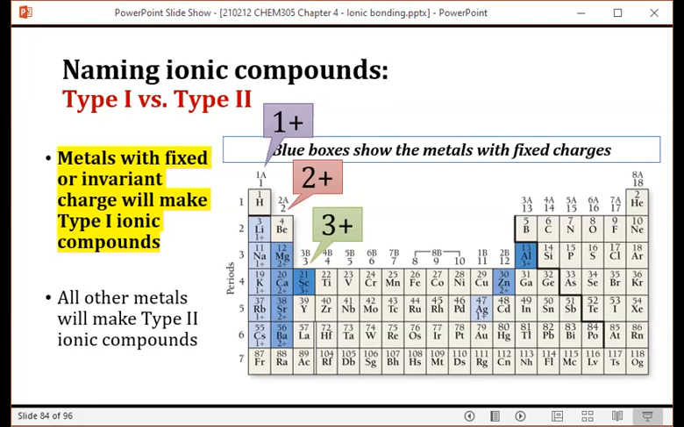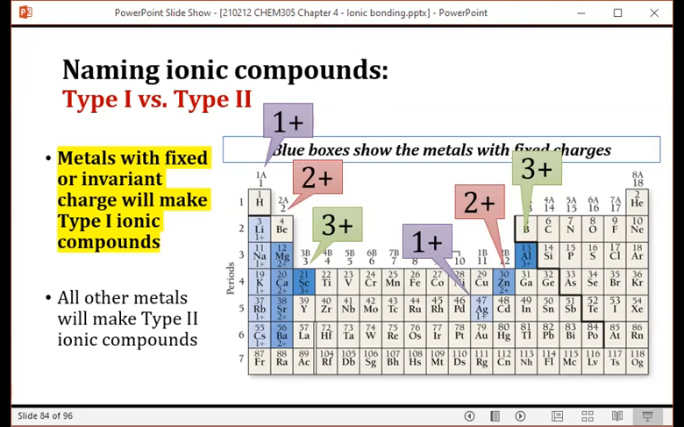And then moving across to the other side of the metals part of the periodic table, silver always has a charge of 1+. Zinc always has a charge of 2+. And aluminum always has a charge of 3+. So these are your type 1 metals. They always have the same charge, which is indicated here on this periodic table. All of the other metals on the periodic table make type 2 ionic compounds, meaning that the metal could have a couple different charges depending on what it's bonded with.